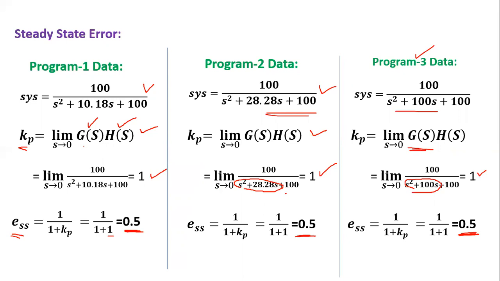Right? For all the three cases, we are having a steady state error of 0.5, and the final value of C of t will be 0.5 only. This is the theoretical calculation part. Once the theoretical calculation is over, now we need to write the coding part. We will write the program for all the three cases and we will simulate in MATLAB.